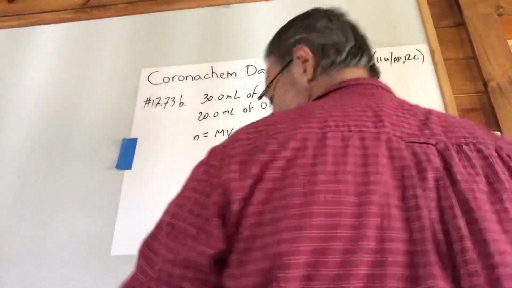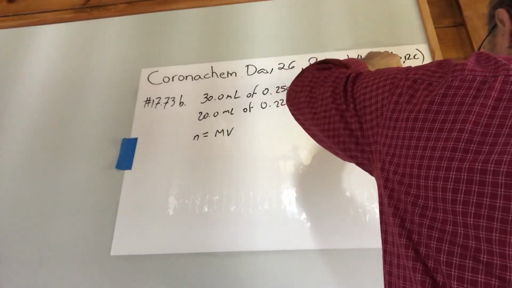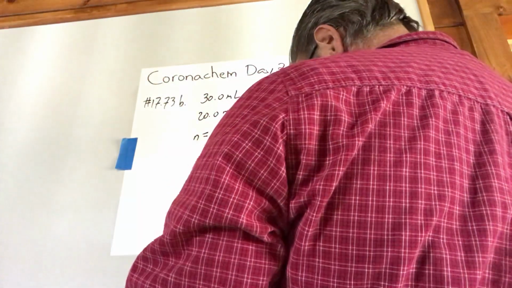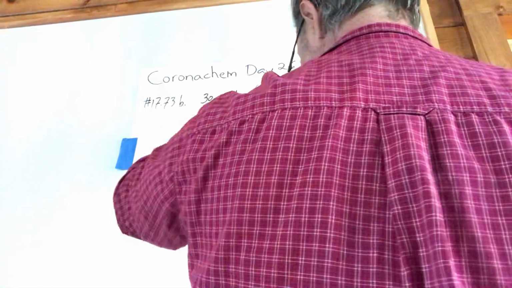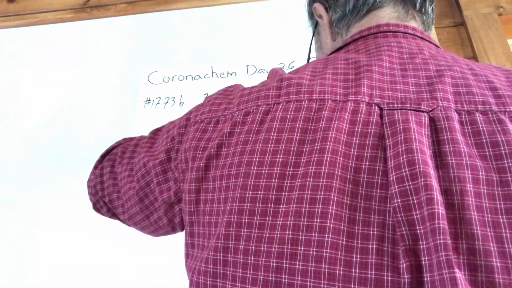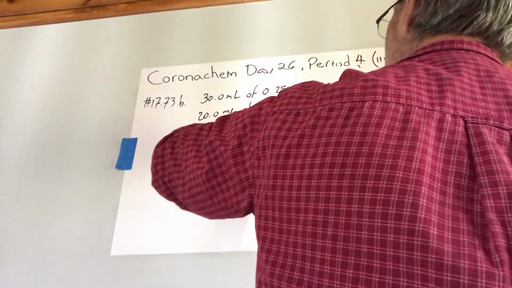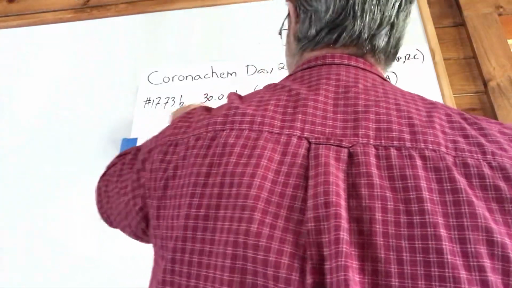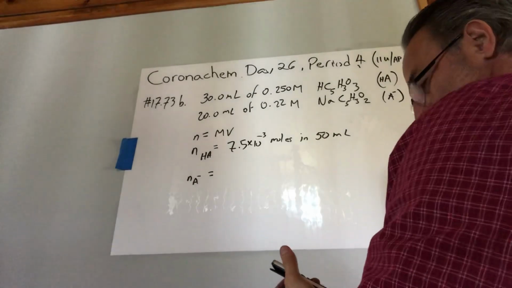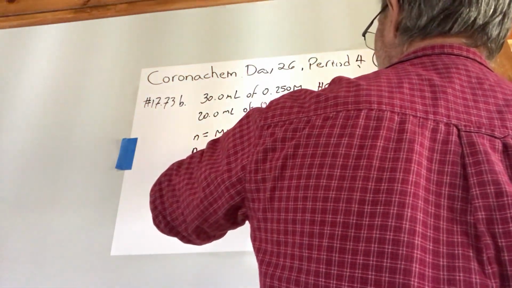So I'm going to do the easiest thing. I'm going to multiply the molarity M times the volume in liters, and we'll get a number for each one. So for the first one, let's call this the HA. I'm going to have to rewrite that whole thing over. And we'll call that the conjugate base A minus. So you got 0.03 times 0.25. Remember, this is 30 thousandths of a liter, that's 0.03. So in the first case, using n equals MV, the n of HA equals 7.5 times 10 to the negative 3 moles in a total of 50 milliliters. And the number of moles of A minus is going to be 0.02 times 0.22. And you're going to get 4.4 times 10 to the negative 3 moles also in 50 milliliters.